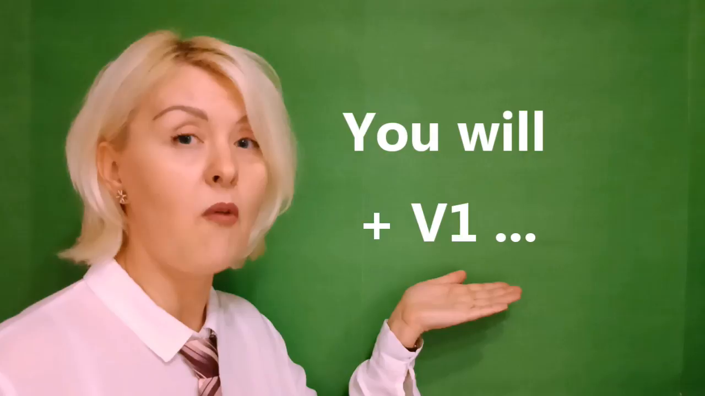When your students finish making their fortune tellers, give them 10 more minutes to fill it with predictions in future simple, will and the first form of the verb, to make it up with sentences in future simple. And then your students will move around the classroom with their fortune tellers. They will ask and answer questions in future simple, and believe me, they will not make mistakes. And this is what we teachers wanted them to do.